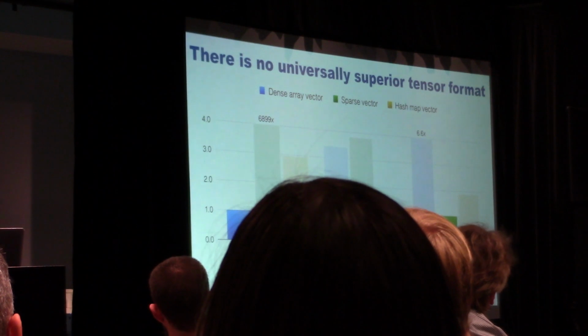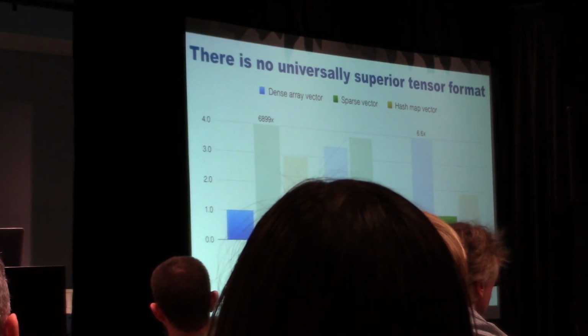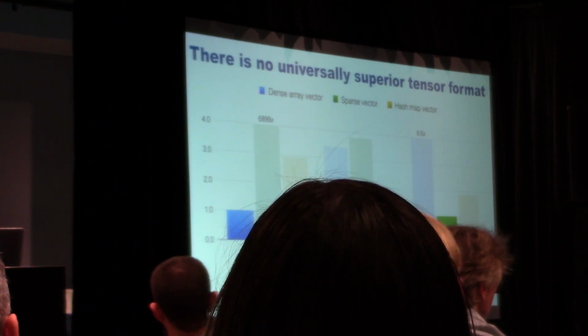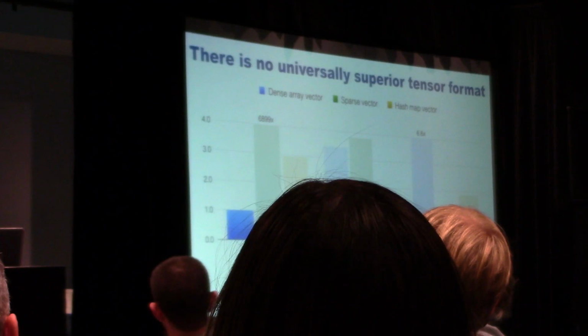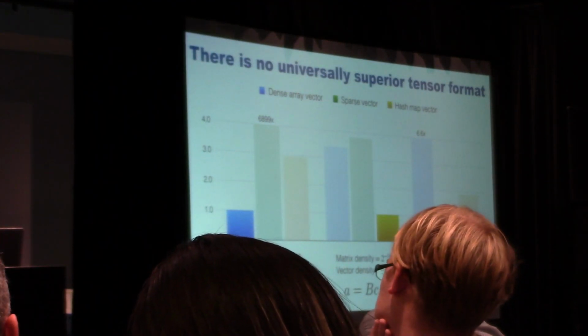It depends on the computation you do. It depends on the sizes of each of the tensors and matrices. It depends on the shapes of the tensors and matrices. It depends on the sparsity of the tensors and matrices. All these will lead to different performances.